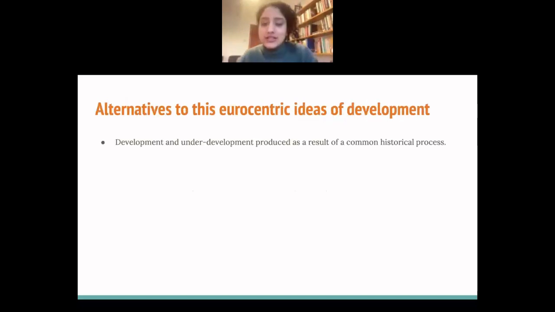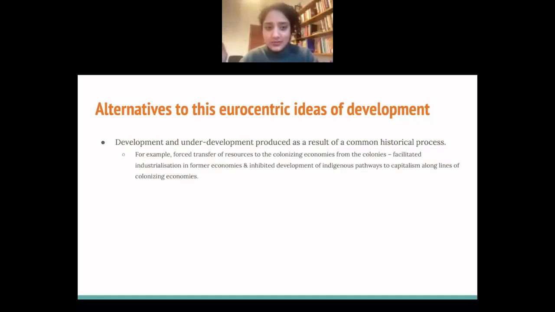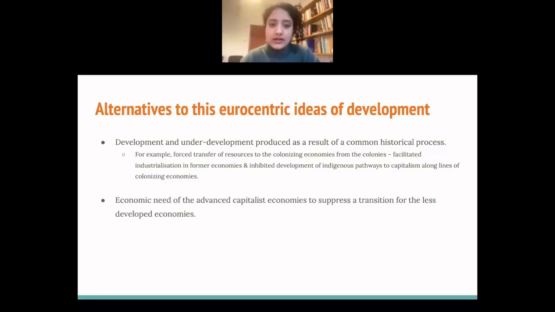Of course, there are alternatives to this Eurocentric idea of development, and I'll unpack some of them in much more detail. But as I said earlier, there have been ideas, especially coming from dependency theories, where the idea is that development and underdevelopment were produced as a result of a common historical process. For example, there were forced transfers of resources from the colonies to the colonizing economies, which facilitated industrialization in the colonizers while inhibiting indigenous pathways of capitalist development in these colonies.